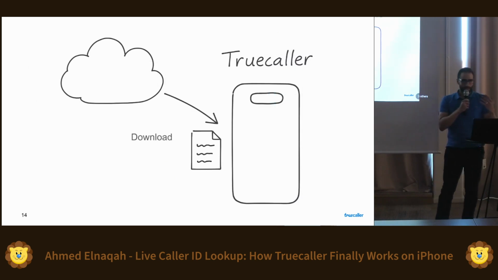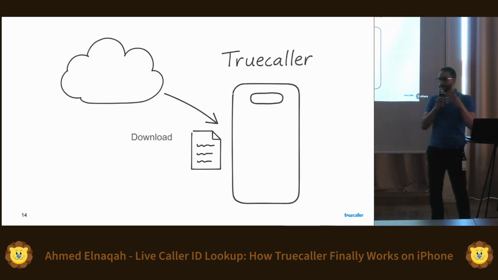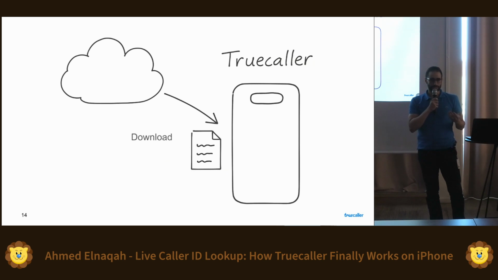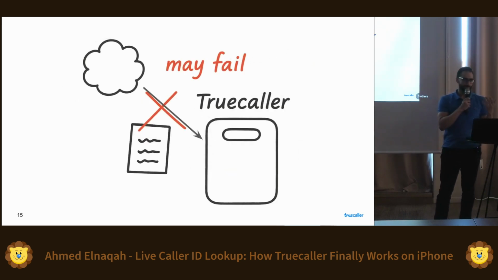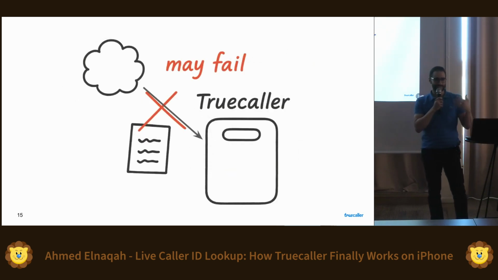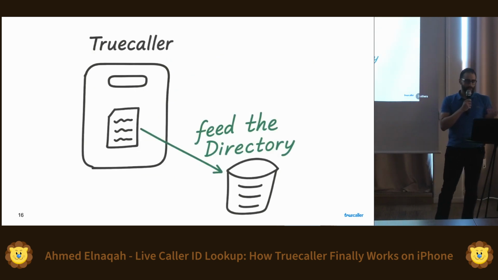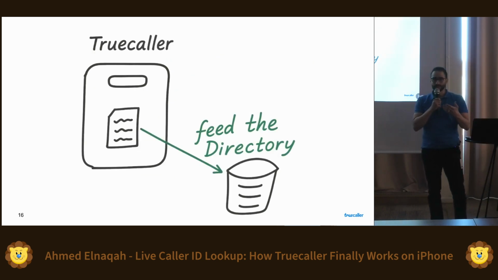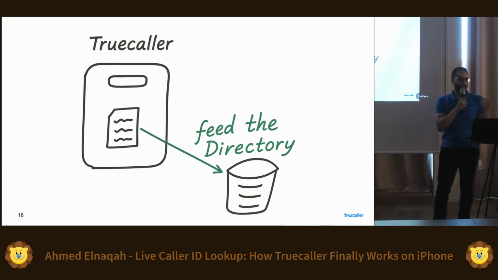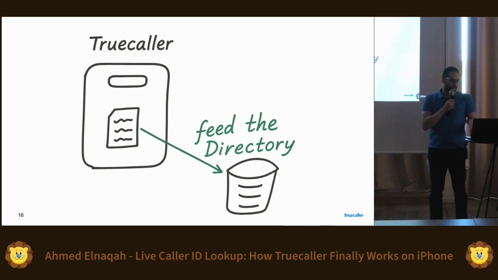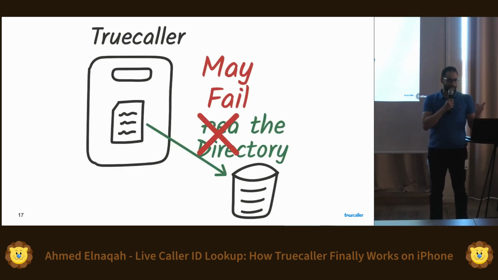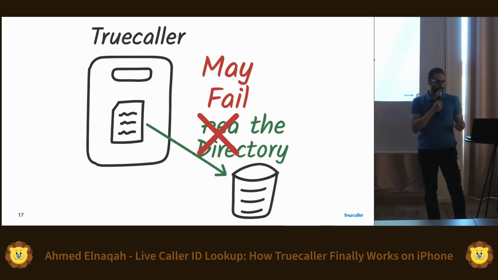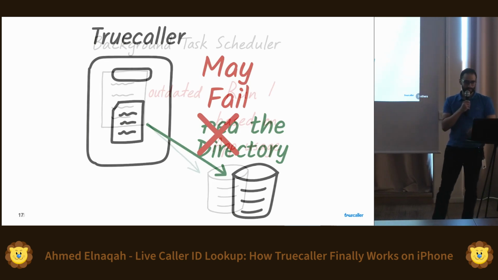When you enable the extension on the client, we download a full list from our servers, and then this may fail, and we need to handle failure, and this happens in another process in the background. Also, when we download this list, we feed it to the call directory, and this may fail for many reasons. Apple has a lot of restriction due to how they load the list in the directory, and this also may fail, and then we have to handle this failure in the background whenever the extension is triggered.